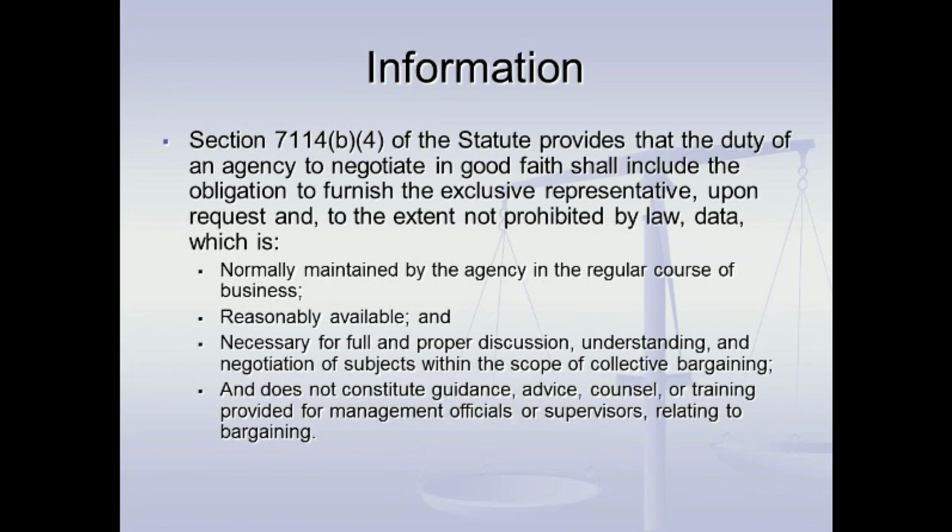Section 7114(b)(4) is the part of the statute that sets forth an agency's obligation to provide information to the union. That section lists certain requirements that must be met in order to find that the union is entitled to the requested information. The information must be normally maintained by the agency in the regular course of business, reasonably available, and necessary for full and proper discussion, understanding, and negotiation of subjects within the scope of collective bargaining, and does not constitute guidance, advice, counsel, or training provided for management officials or supervisors related to bargaining. In the next slide, we will discuss each of these requirements in more detail.